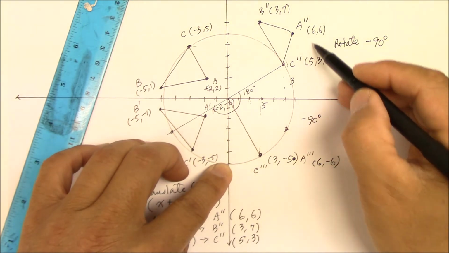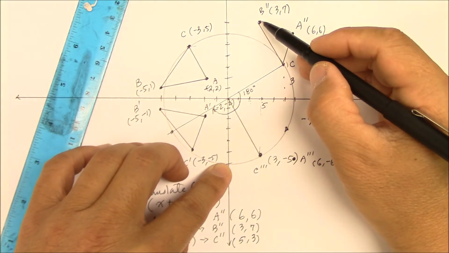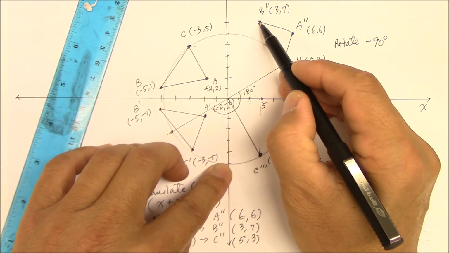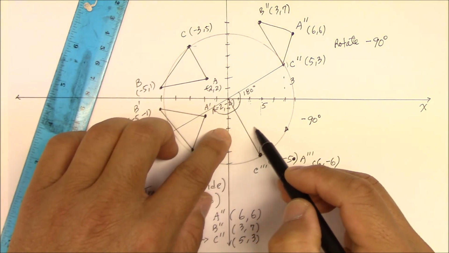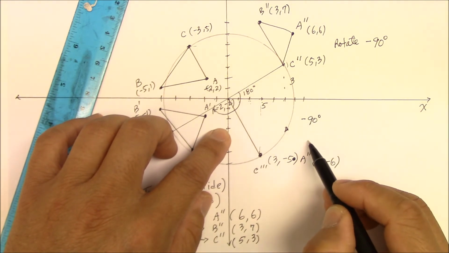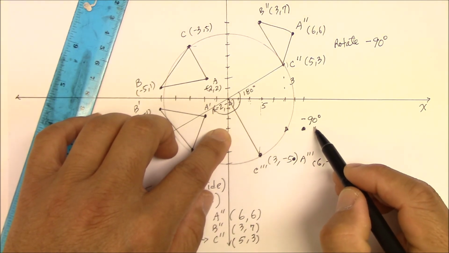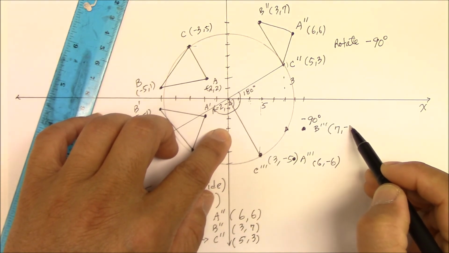Switched, and one in reverse. And how about the B double prime becoming a B triple prime? Again, it is 1, 2, 3, 1, 2, 3, 4, 5, 7. So instead of going right, we're going to go down. 1, 2, 3. 1, 2, 3, 4, 5, 6, 7. Right here. Somewhere, is that right? I can't really tell. There it is. Somewhere there. And that's my B triple prime, which is 7 and negative 3.